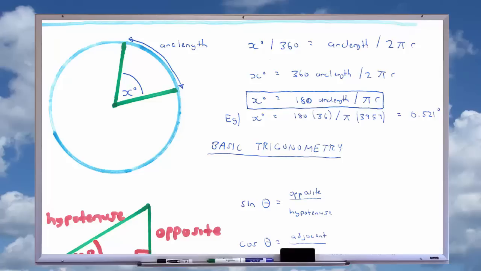To put it into practice, we will consider an arc length of 36 miles and a radius of 3,959 miles. As you can see, plugging those values into the equation, we're left with x degrees equals 180 times 36 over pi times 3959, which equals 0.521 degrees. With this information, we can now calculate the drop of the Earth at point B from the tangent.